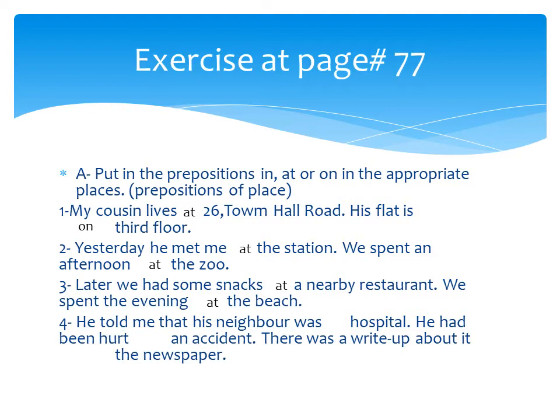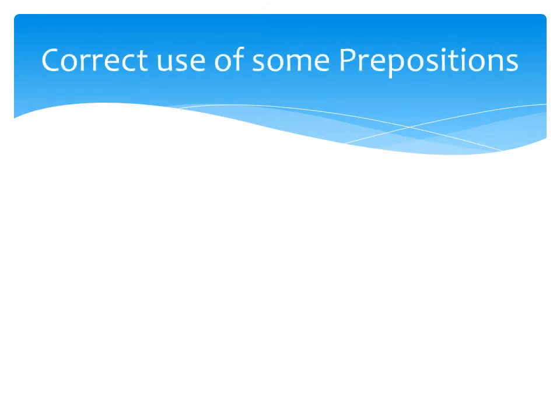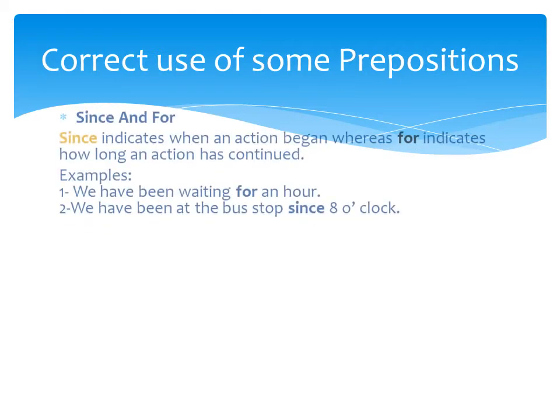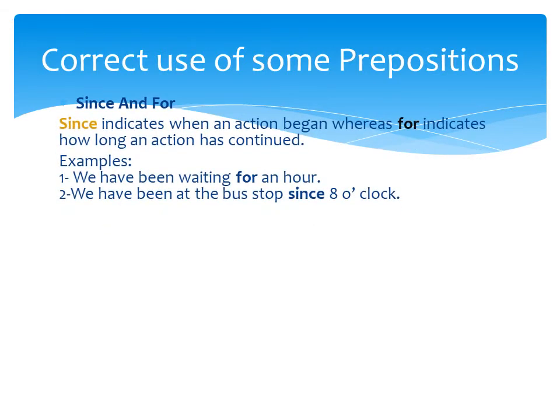He told me that his neighbor was in hospital. He had been hurt in an accident. There was a write-up about it in the newspaper. Correct use of some prepositions. Now we will come to know about the different prepositions and their usage. Since and for. Since indicates when an action began, whereas for indicates how long an action has continued.